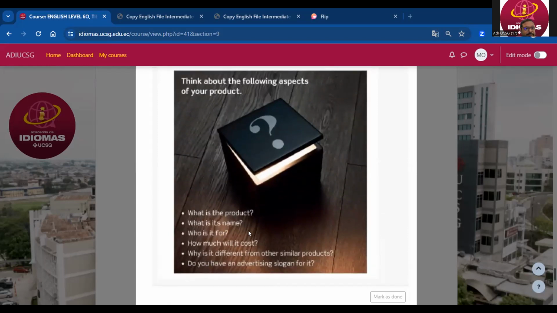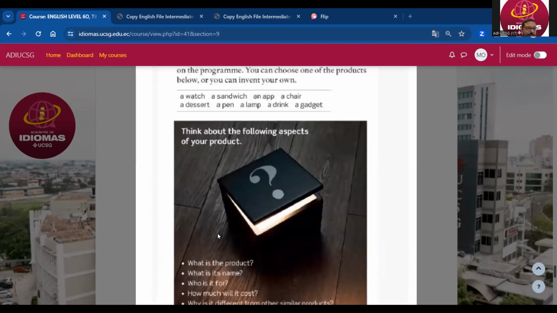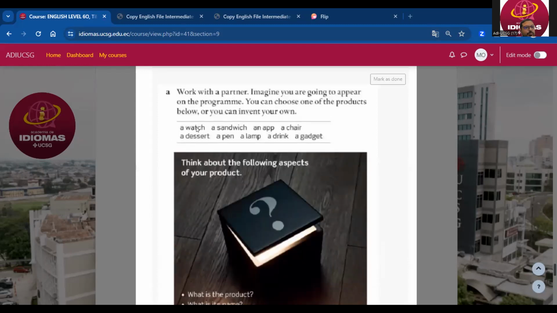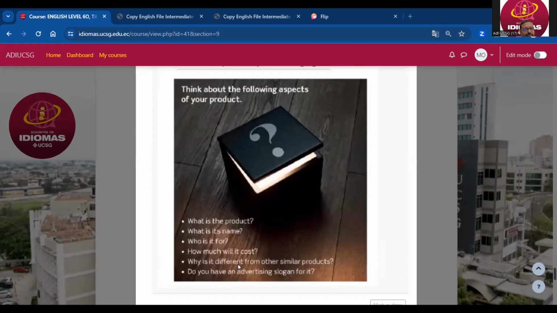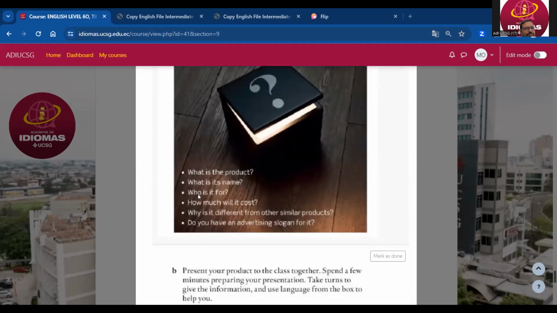What is its name? Who is it? So, if you have a watch, okay, I'm going to select a watch, but I'm going to give a super creative marketing name to it, right? So take into consideration all this. What is the name? Who is it for? How much will it cost? Why is it different from other similar products? Do you have an advertising slogan for it? So you're going to give me the slogan, okay?